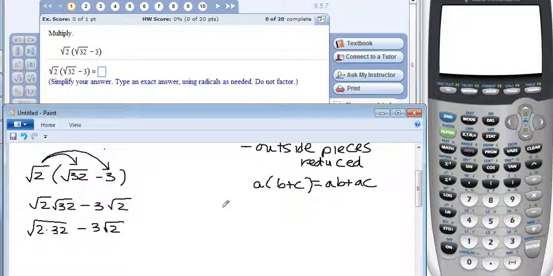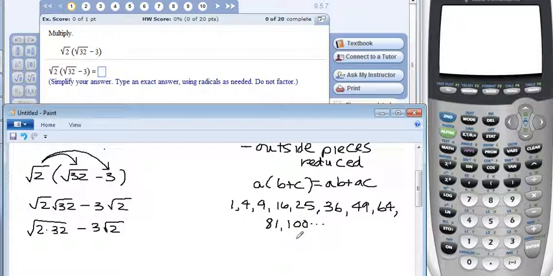So my perfect squares were what? 1, 4, 9, 16, 25, 36. I'm getting better at this. 49, 64, 81, 100. Okay, so these are my list of perfect squares.